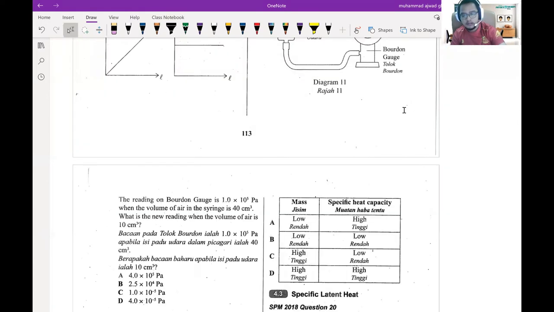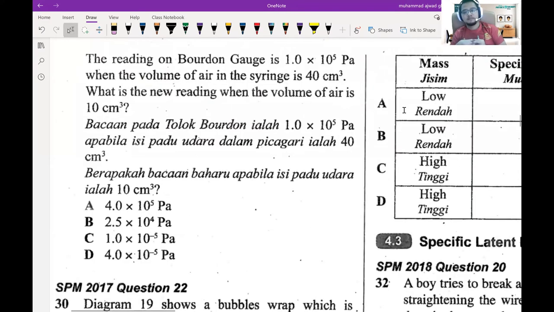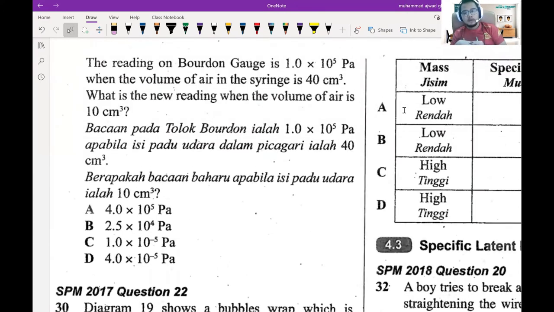Ada yang komen kat chat. Okay, next one. The reading of Bourdon gauge is 1 times 10 to the power of 5 pascal when the volume of air in the syringe is 40 centimeter cube. What is the new reading when the volume of air is 10 centimeter cube?